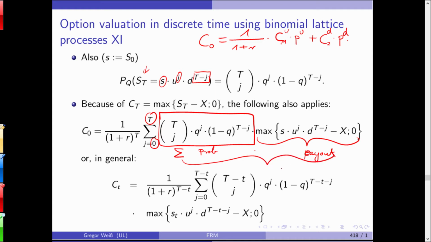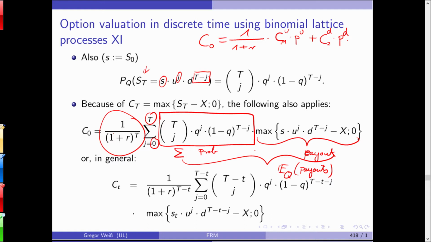And this together should give you the expected value of the payouts. And this, of course, here is the discount factor with the risk-free rate. Is this clear so far?